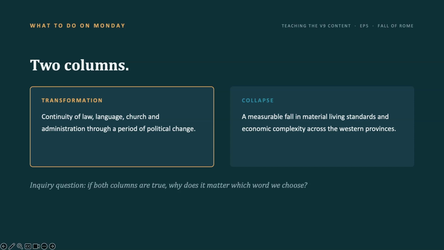So, what to teach on a Monday morning? 2 columns. Transformation: continuity of law, language, church, administration through a period of political change. Collapse: a measurable fall in material living standards and economic complexity. Both columns are evidenced. Neither is propaganda. Then, run one inquiry question. If both columns are true, why does it matter which word we choose?